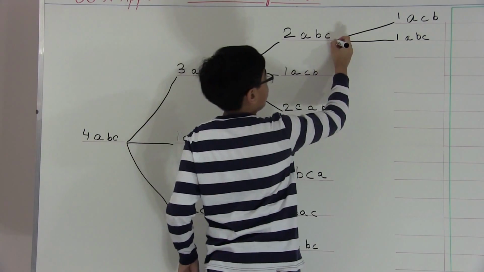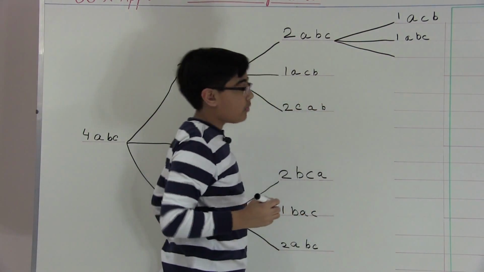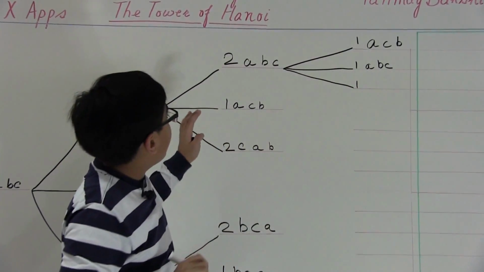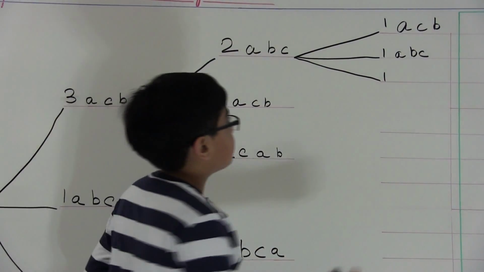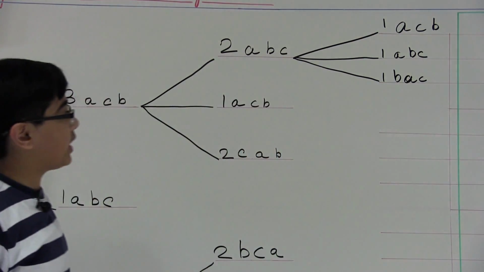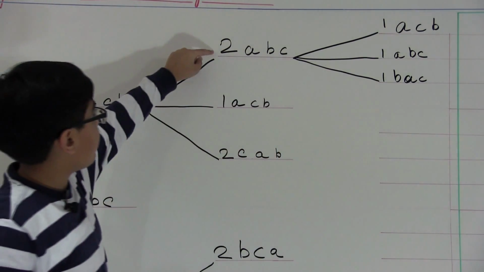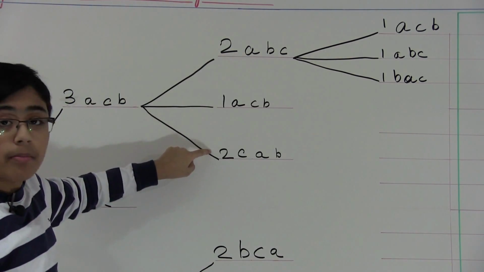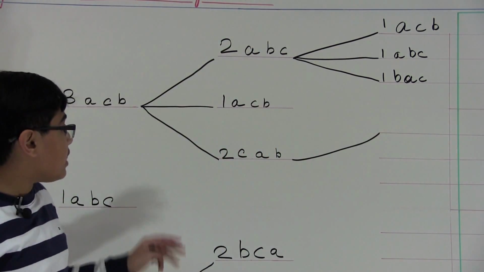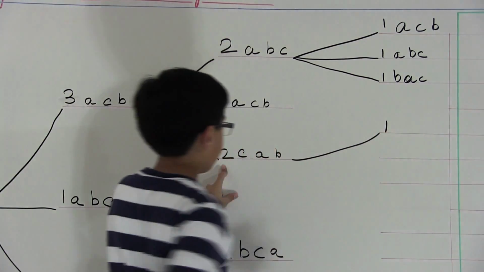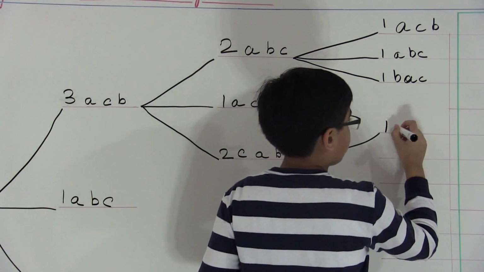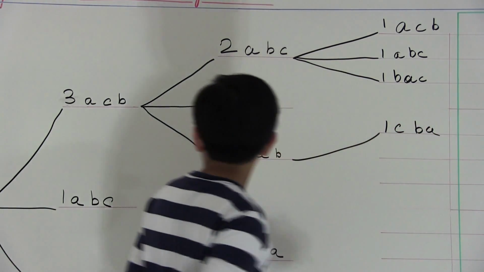Then finally, our third node. Which 2 minus 1 is 1 disk. And then A and B reverse, that would be BAC. And perfect. Now we've solved this. Now let's solve this node. So now this node's first node, child node actually, will be, let's see, 2 minus 1, that's 1 for disks. And then A and B reversed, that would be CBA. Perfect.